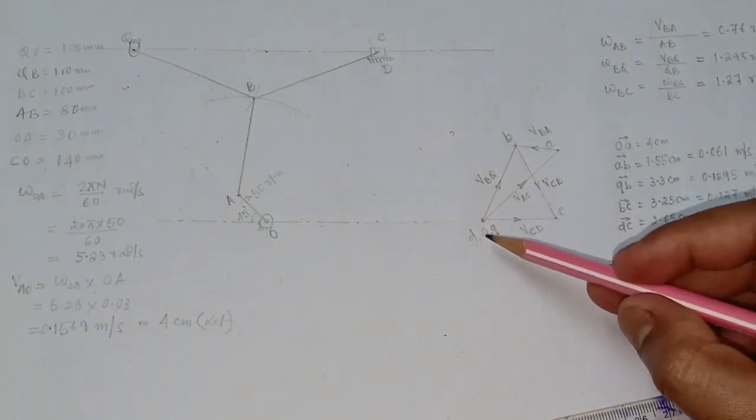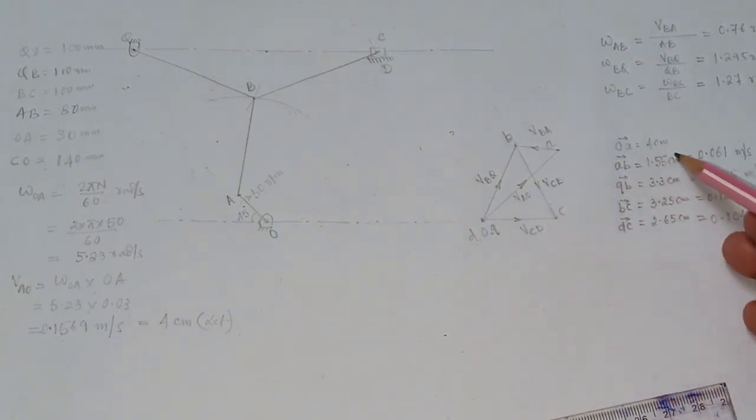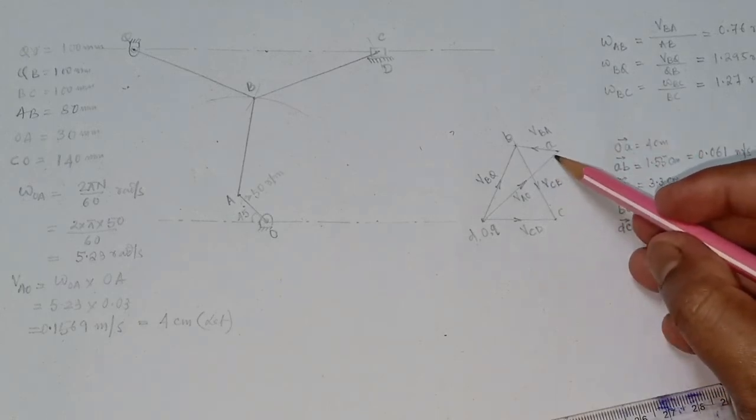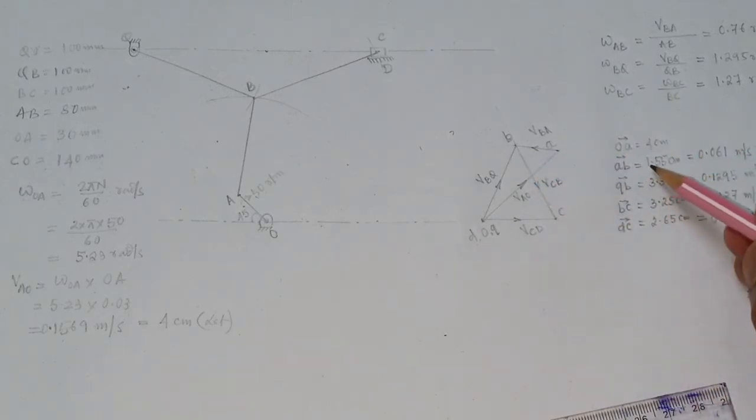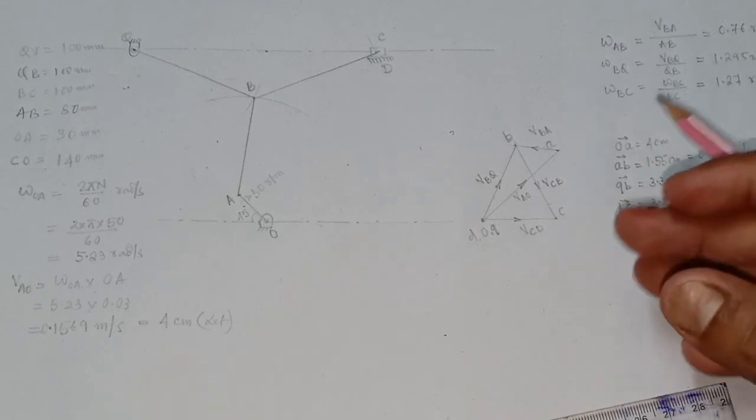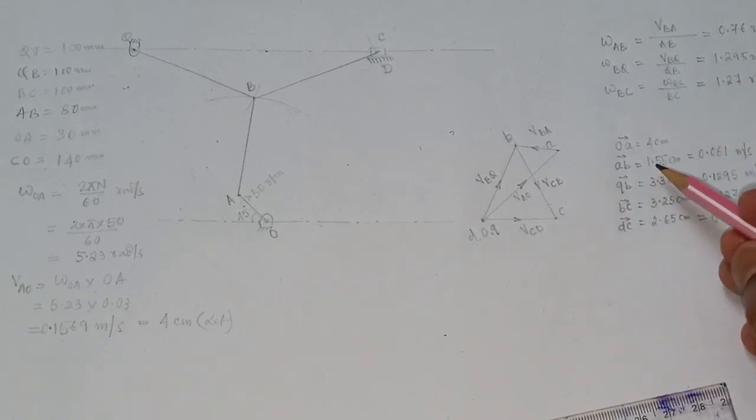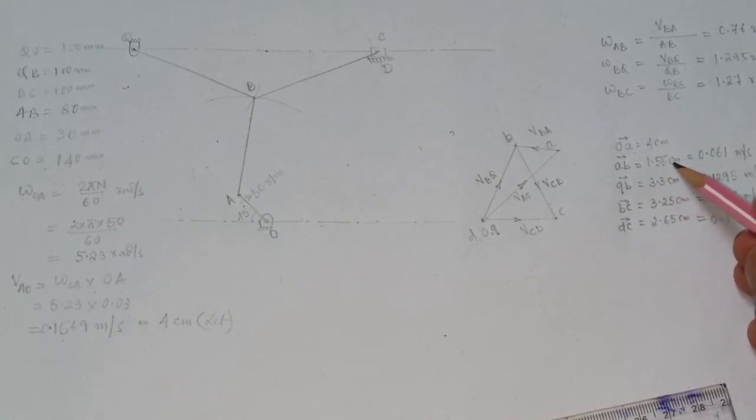Okay, so we have considered OA as 4 centimeter. After measuring A to B, it comes to 1.55. It is my approximate measurement, because I am recording it at night. It will be located between 1.5 and 1.6, so I have taken 1.55. This value might differ.